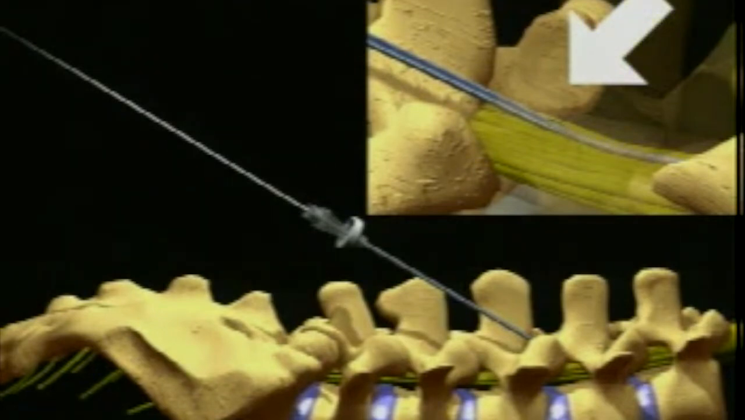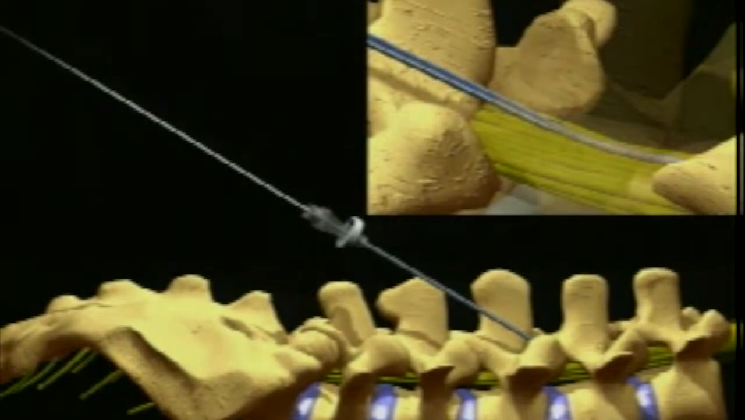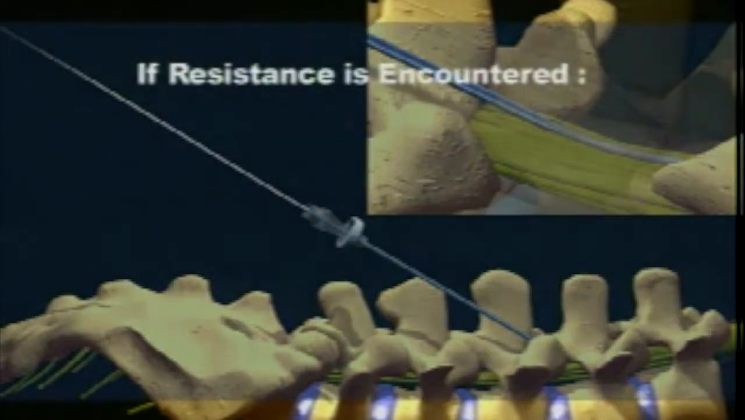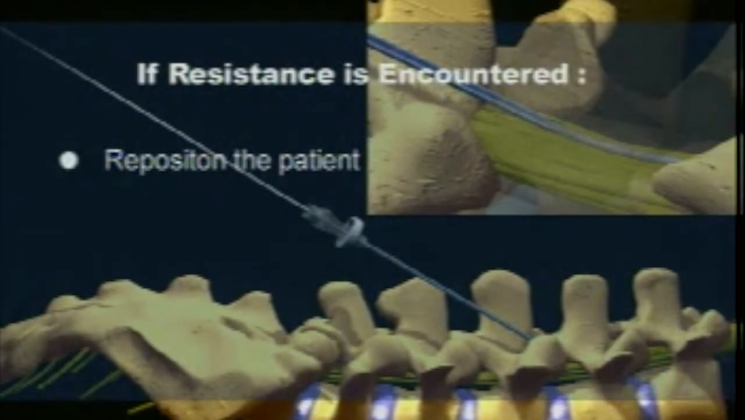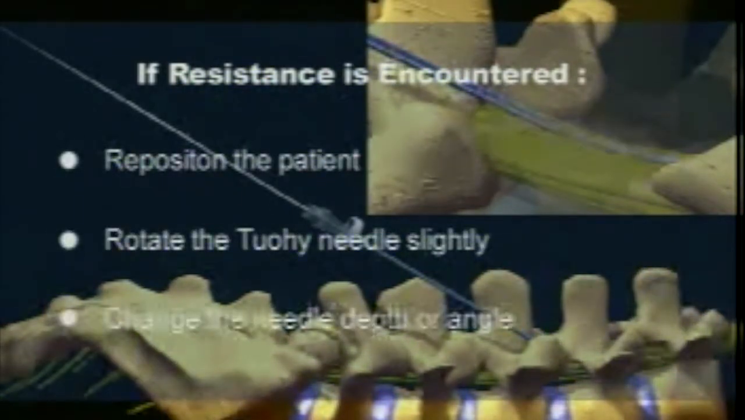Expect a slight increase in pressure when the tip of the catheter reaches the curved point of the spinal needle. If you encounter any resistance in advancing the catheter, try to reposition the patient, rotate the needle slightly, or change the needle depth or angle.